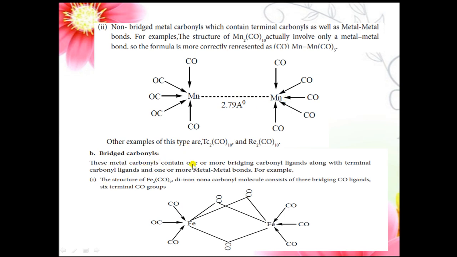The next one is the bridged carbonyl. This metal carbonyl contains one or more bridging carbonyls. Here the two metals are connected by the carbonyl group through the bridge. How many bridges are there? One, two, three carbonyl groups are connecting the two Fe atoms. This is an example for the bridged carbonyl.